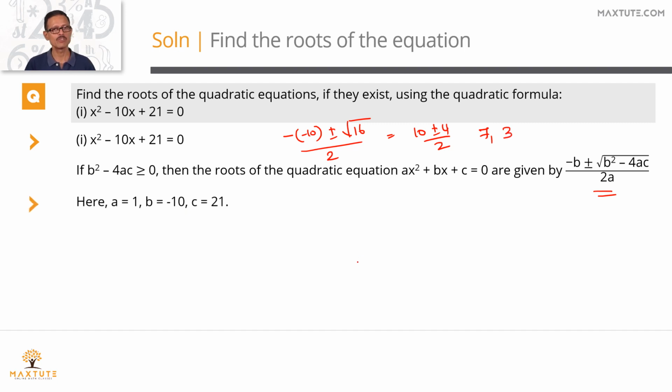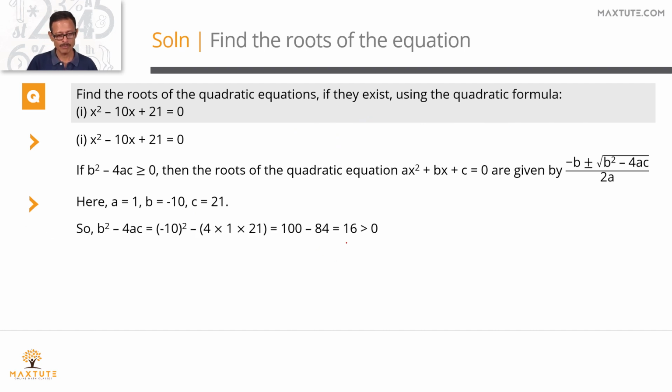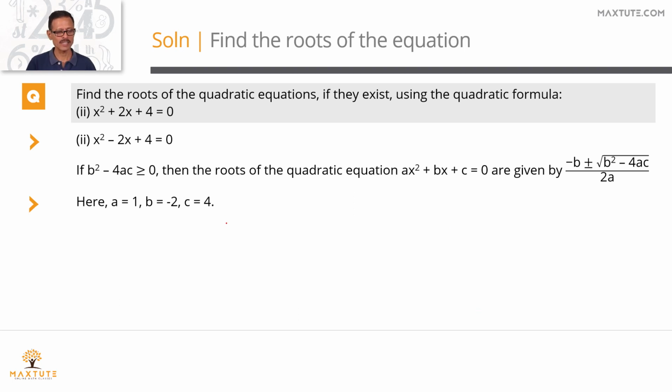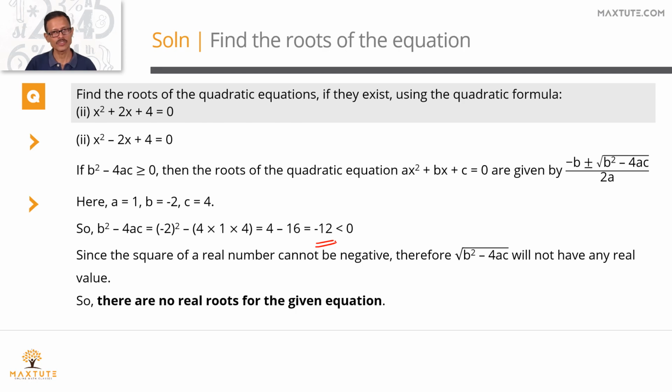So a equals 1, b equals minus 10, c equals 21. Computed this to be equal to 16. From there, we are finding out the roots by plugging it into this formula, which is 3 and 7. Let's move on to the second one. We computed the b square minus 4ac to be a negative number. B square is 4, 4ac is 16, 4 minus 16 is equal to minus 12. Because the discriminant is negative, this quadratic equation does not have any solution.